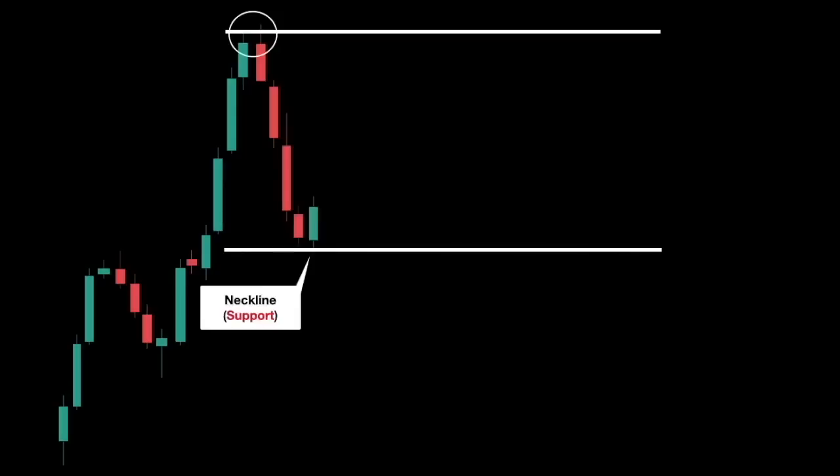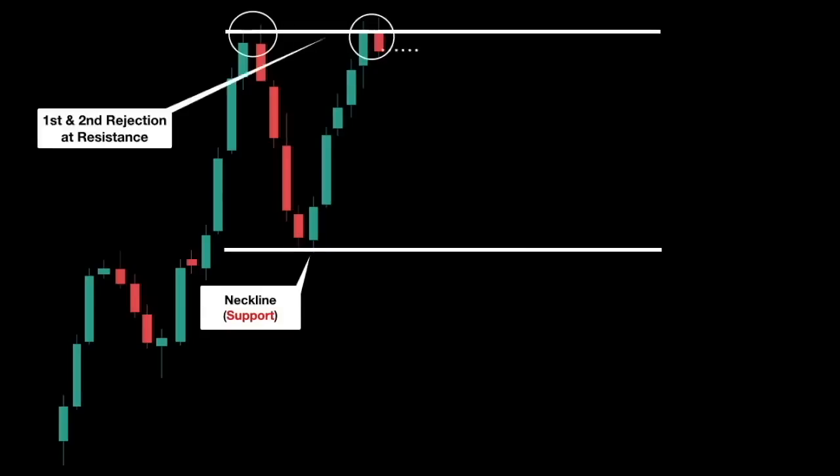Price then pushes back to the upside at the resistance level, creating the second top. The second top gives us a first good confirmation of a strong key level and bearish momentum. When we have a clear price action confirmation, we can enter a first trade.